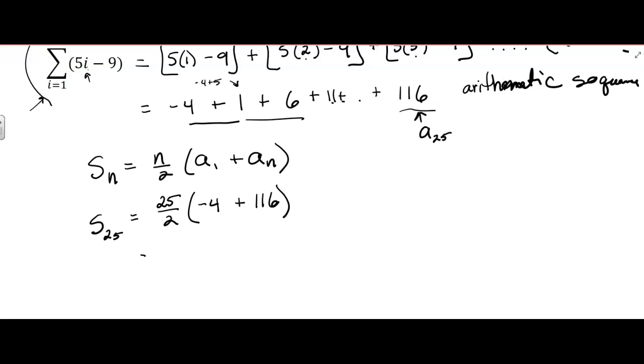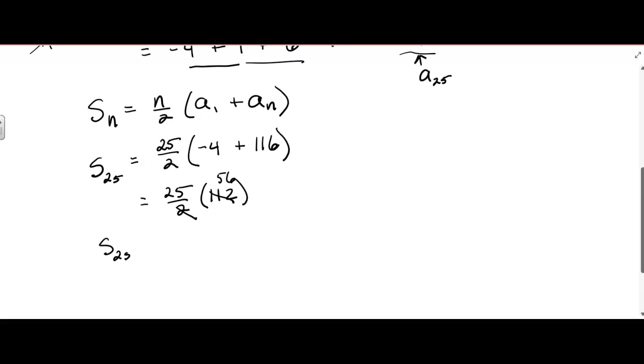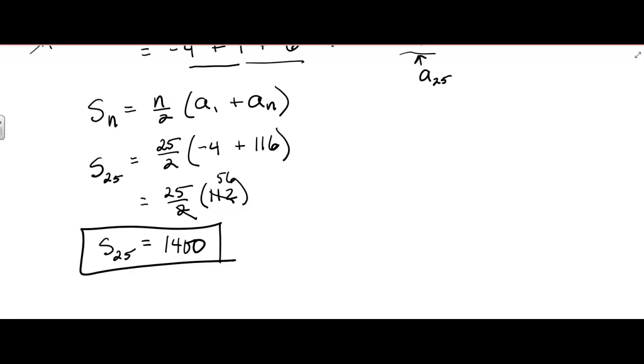Okay, now this is going to equal 25 over 2 times 112. So I would go 2 into 112 goes 56 times. Now I want a calculator. You could just put the whole thing on your calculator. So I need to know what's 25 times 56. Sometimes these sums get big right away. Okay, 1,400. That's what I get. Now, that's a lot better than writing out all 25 terms and trying to add them all up. That would take a lot longer, right?